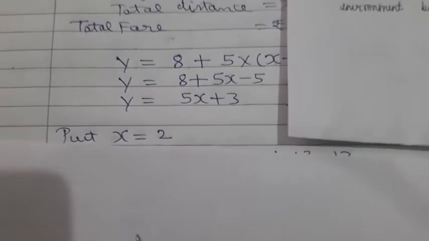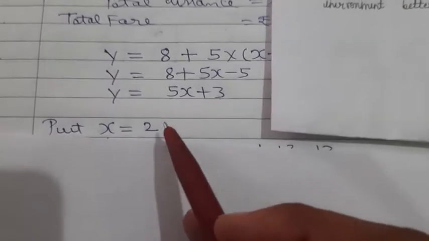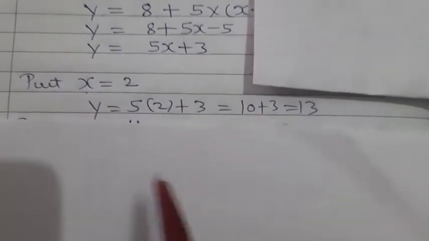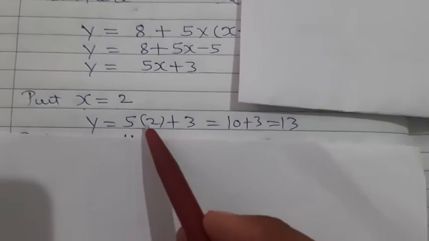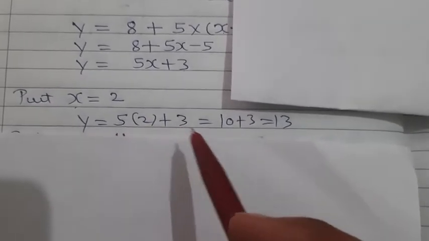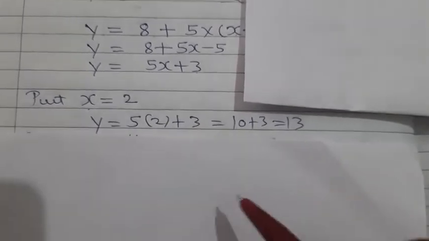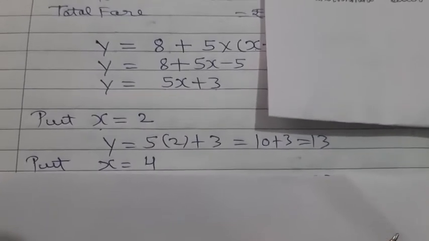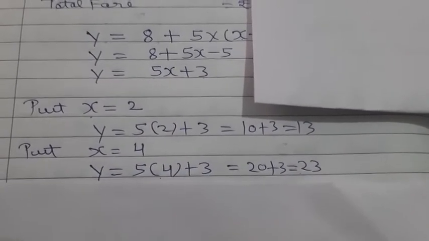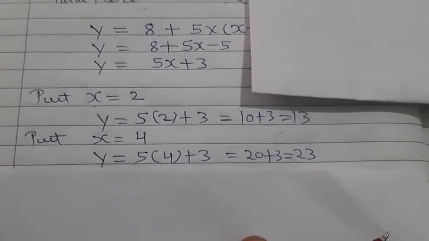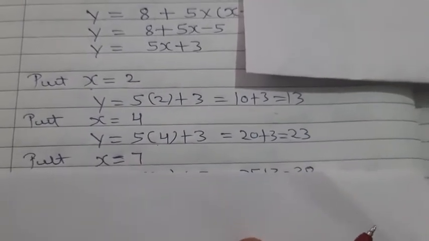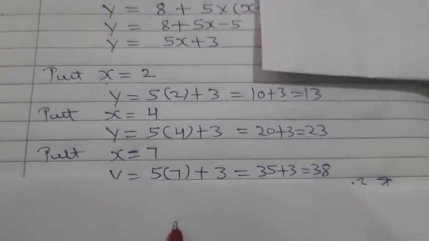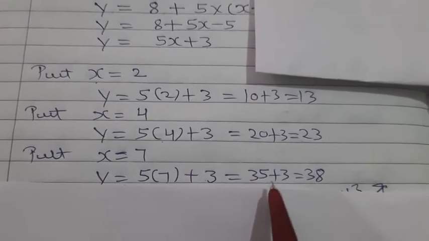So now we will put in the value of x, that is distance. Suppose the total distance covered is 2 kilometers. So the fare I will pay is 5 into the x value 2 plus 3, so total rupees 13. Similarly, if we assume the distance traveled is 4, the fare will be 5 into 4 plus 3, that is 23 rupees. And if the total distance covered is 7 kilometers, the fare paid will be y equal to 5 into 7 plus 3, that is rupees 38.